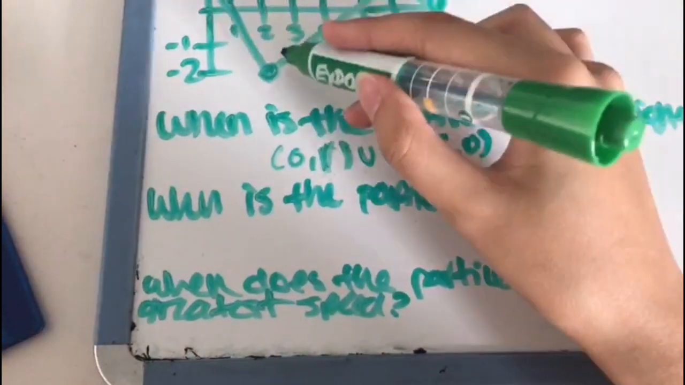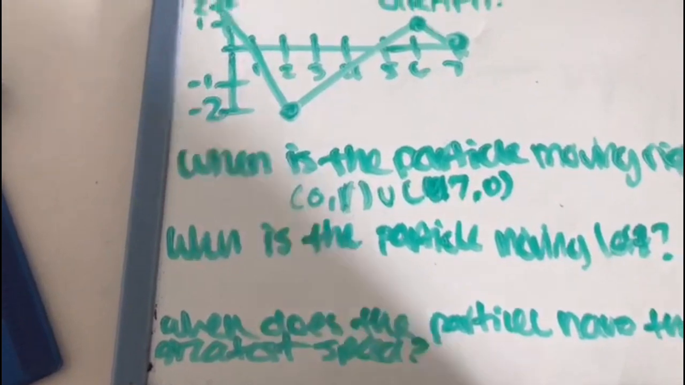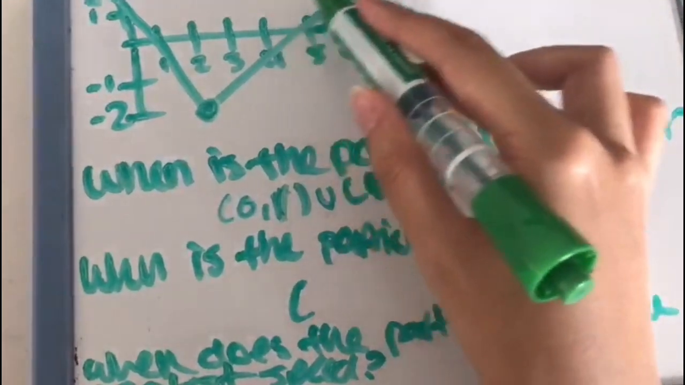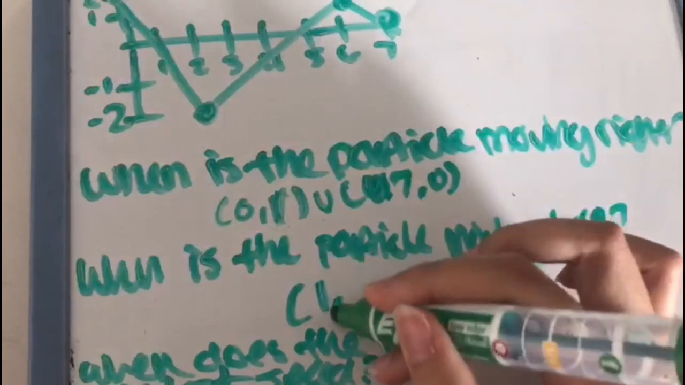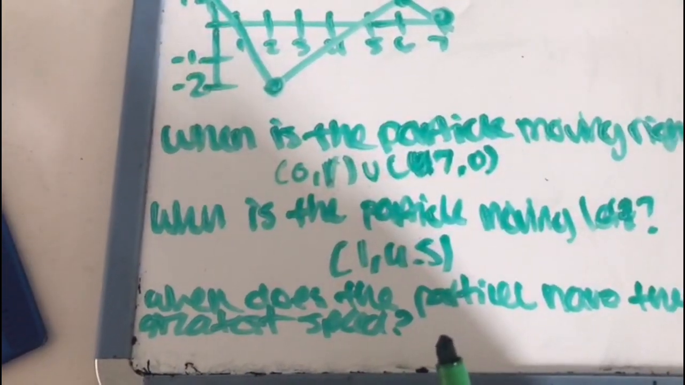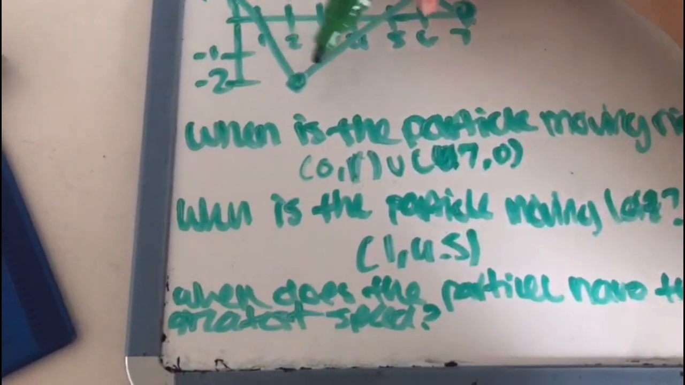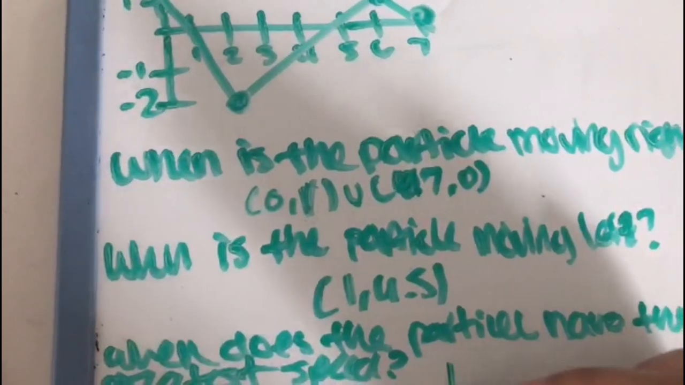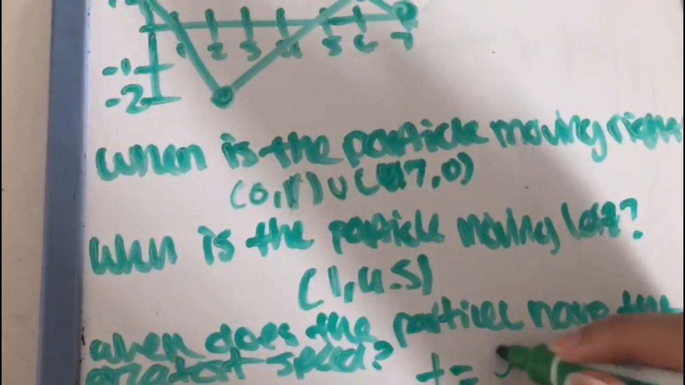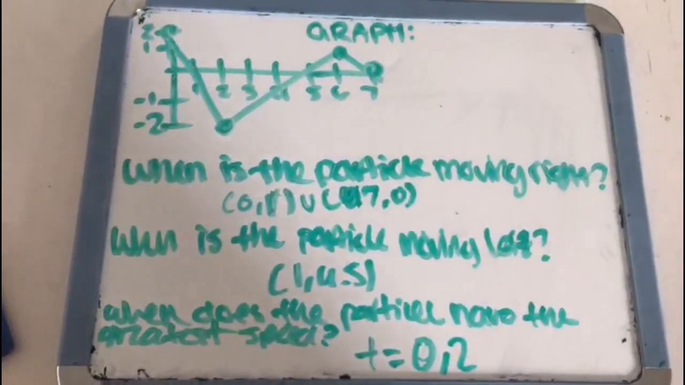When is the particle moving left? So left would be going this way. If you think about it, going left, we have, I think, it's moving 1, so it'll be like 1 and 4.5, I guess, right? And then when does the particle have the greatest speed? The greatest speed would mean that it would be starting from here to there, right? So I think that we will put t, and then it will be going there, so like 0, 2. And this is how you solve a graphic problem.